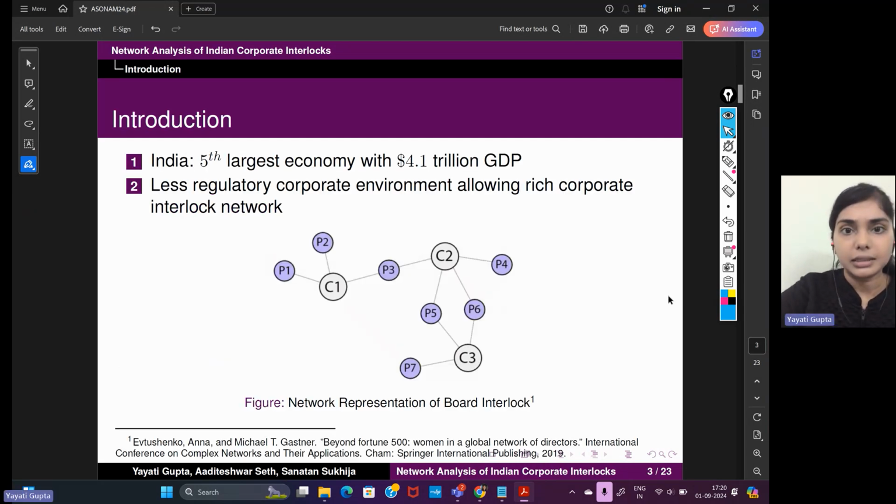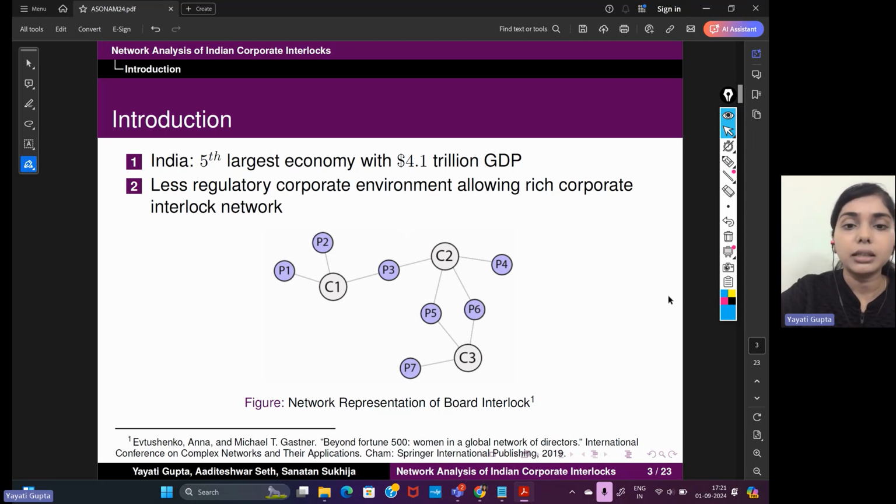India is the fifth largest economy in the world with a GDP of $4.1 trillion. If you look at the Indian corporate environment, it is pretty distinctive. There are some unique things which contribute to it. First is the rich heritage and diversity in the country, which drives its business culture. And second is a less regulatory corporate environment, which is more transparent, that allows for a rich corporate interlock network.